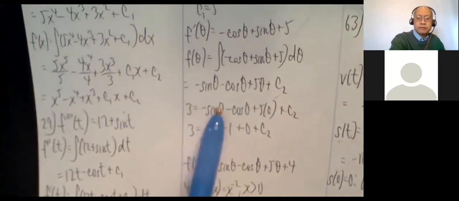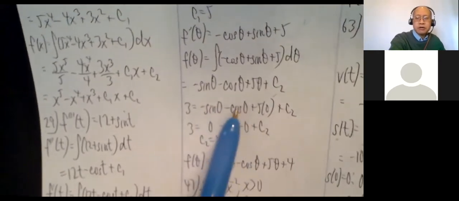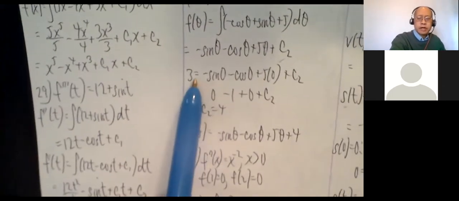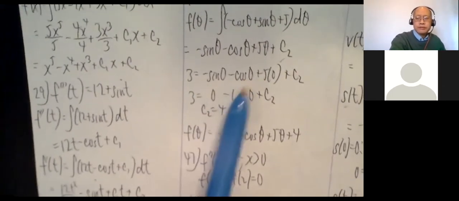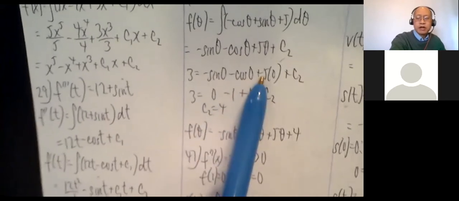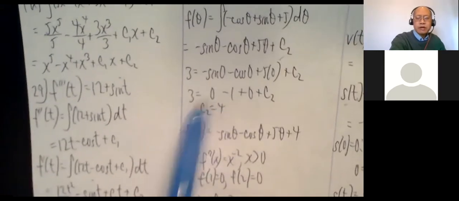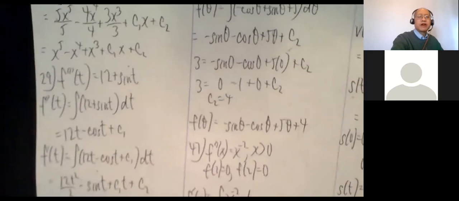So 3 is by itself. Negative sine 0 minus cosine 0 plus 5 times 0 plus C2. Okay. Sine of 0 is 0, so negative 0 is still 0. Cosine of 0, that's 1, so that's negative 1. 5 times 0 is 0, C2. Add 1 to both sides, C2 is 4. Put a 4 back here, and now I have my final answer.